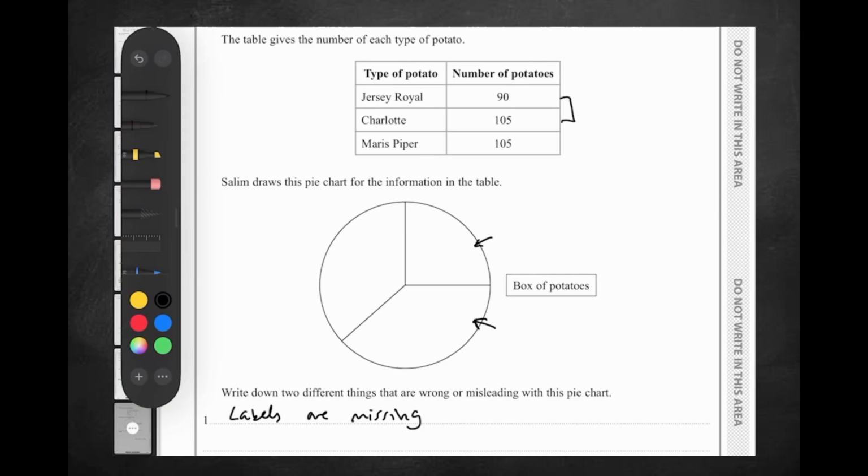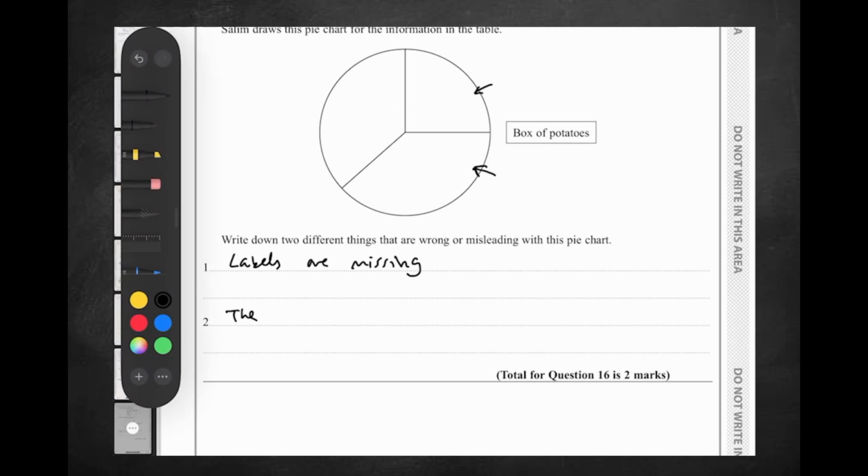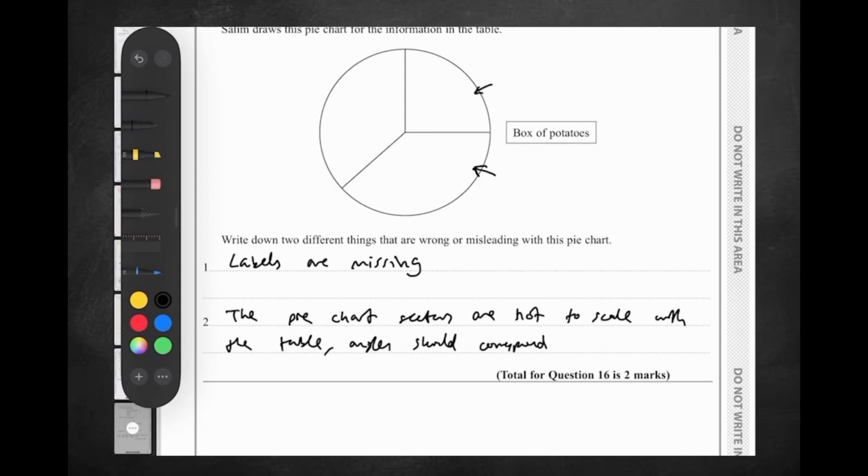So I would get my protractor out to confirm it. And I would just make sure, to me, it doesn't look like these are drawn accurately. So that will be my answer. I'm going to say the pie chart sectors are not to scale with the table. Angles should correspond with the numbers.